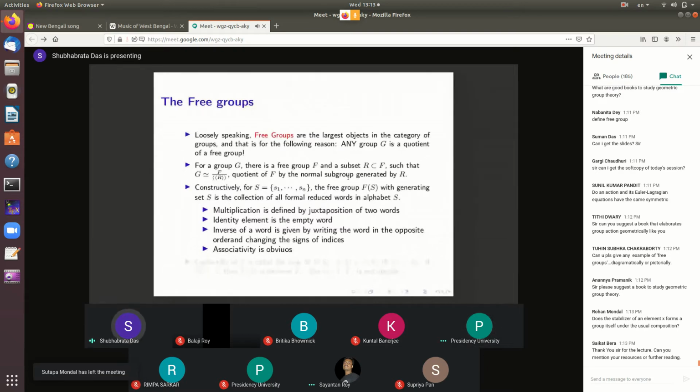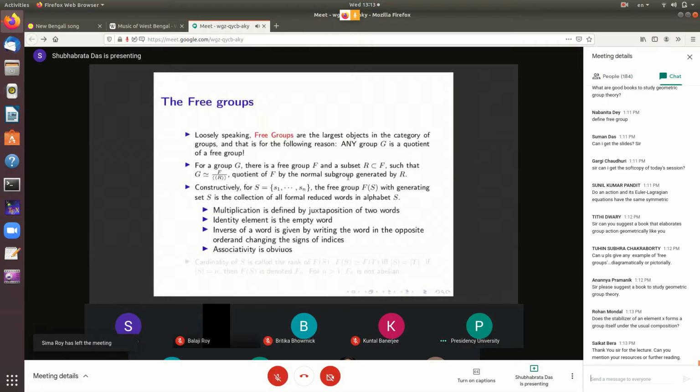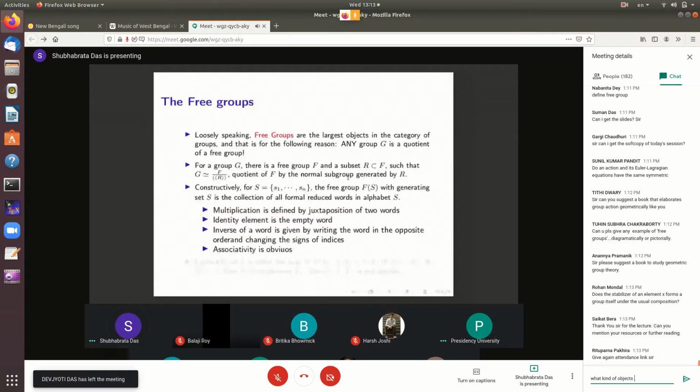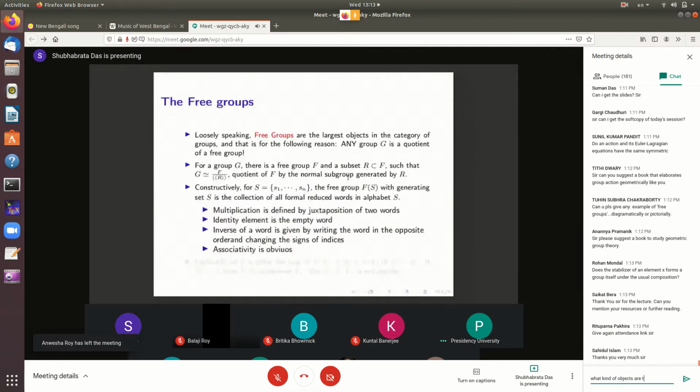Any group is a quotient of a free group. In that sense, it's kind of the parent group. So you take any group, look at its generating set, generate a free group the way I described here, and get the group as a quotient of that group. So in that sense, any group comes from a free group.